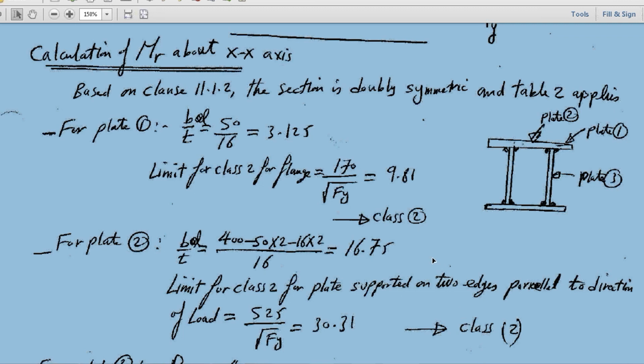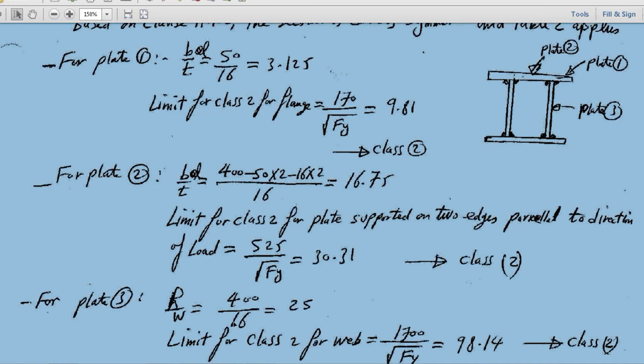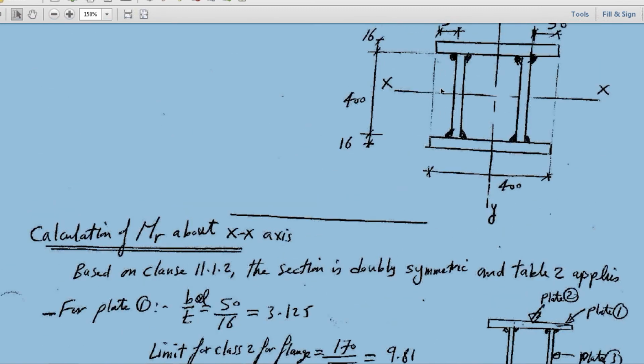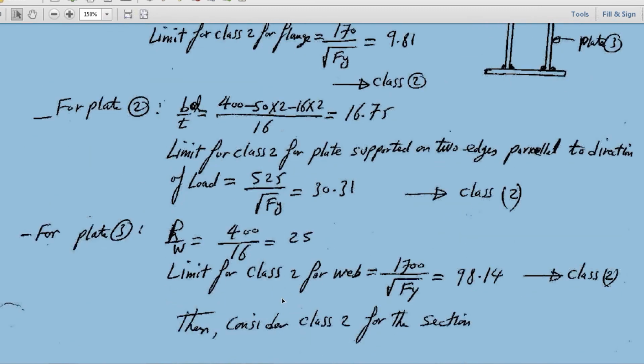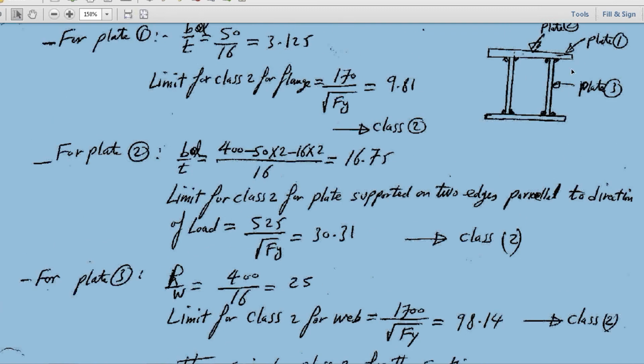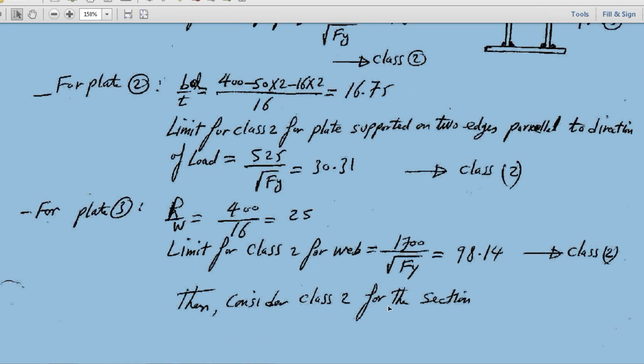So it looks like both plates meet the criteria for class 2. But what about the web? The web has h over w, so we take the height of the web, 400, over w, which is 16. I got 25 here. But the limit for class 2 for the web is 1700 over root of Fy. Since h over w is less than the limit for class 2, the web also is class 2. So it looks like the three plates in compression meet the criteria for class 2. So basically my section is class 2.